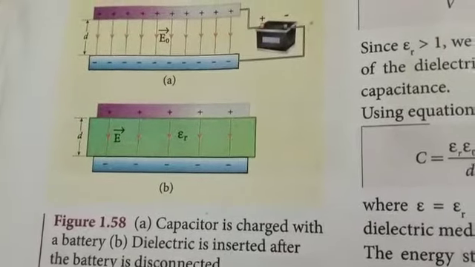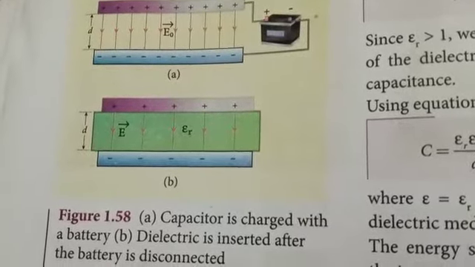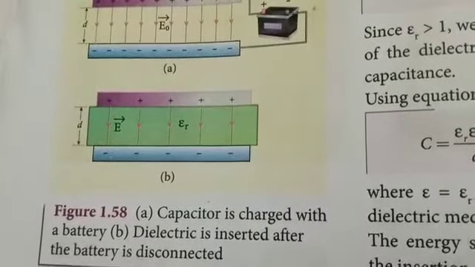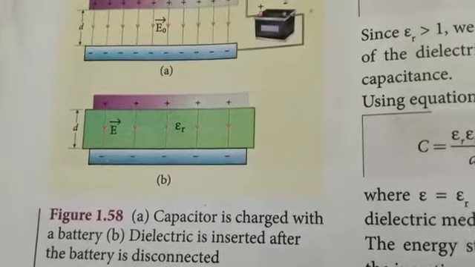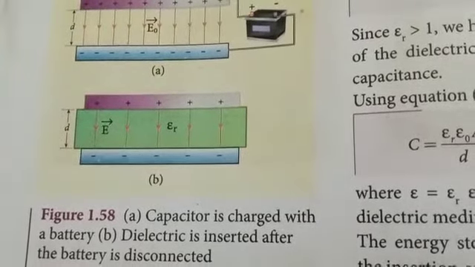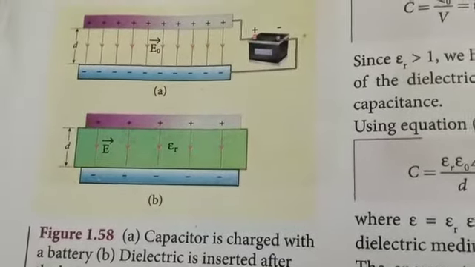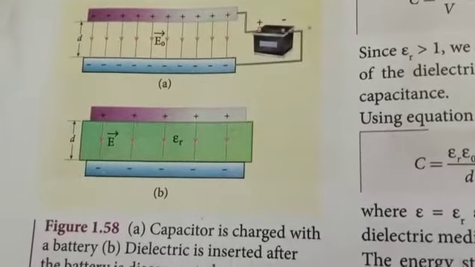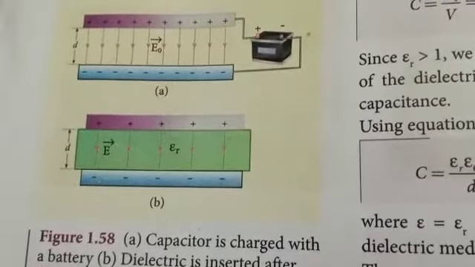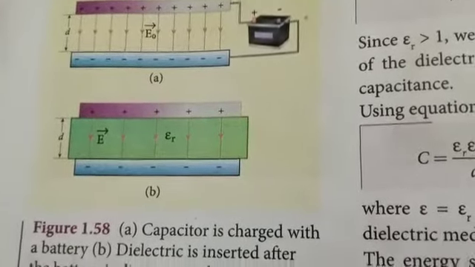In the first case, the capacitor is charged with a battery and the dielectric is inserted after the battery is disconnected. In the second case, the battery remains connected to the capacitor and the dielectric is inserted while the battery remains connected. So these are the two cases. First, we will see the case when the capacitor is disconnected from the battery. First we connect it, then we disconnect, then insert a dielectric. So this is the first case.